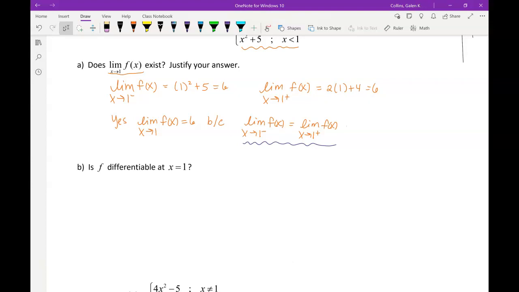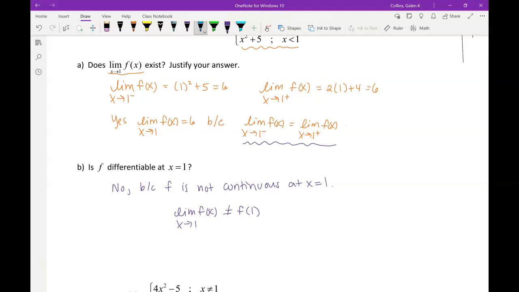Okay, so is f differentiable at x equals 1? We're going to say no, because f is not continuous at x equals 1. Now, that's not enough yet to earn all the points. We have to show how we know f is not continuous at x equals 1. Well, we already established that the limit of f as x approaches 1 exists, but that is not equal to f of 1. So that is the definition of continuity.